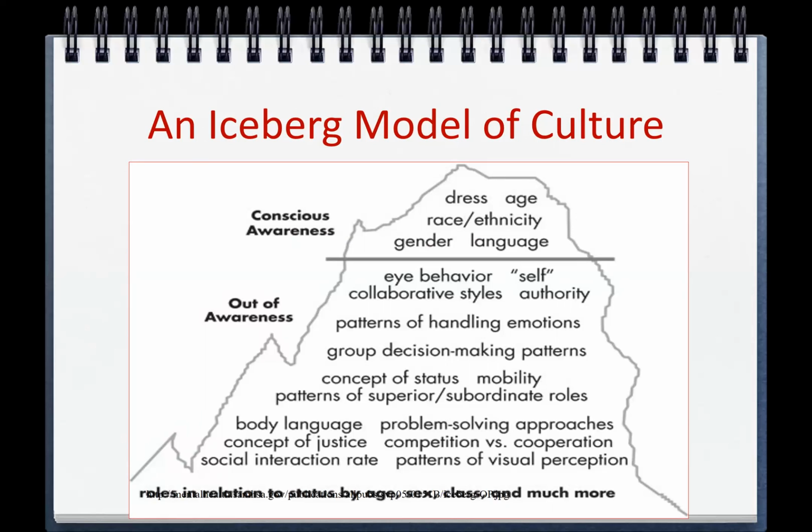But those things that are out of awareness are a person's eye behavior, their collaborative styles, their self-authority, patterns of handling emotions, group decision-making patterns, concepts of status and mobility, body language, problem solving, what their roles and relationships are, their status by age and sex and class, and a whole lot more. So there's a lot that we don't understand that's out of our awareness.